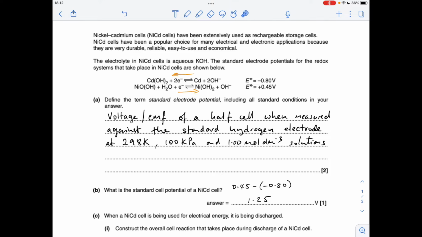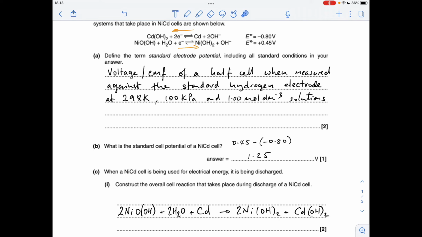The equation for when the cell discharges or operates, we just need to look at the electrode potentials. So you can see this one's the more positive one, so this half equation is going to run in the forwards direction, which means this one's going to go in reverse. All we need to do is get the electrons to be the same on each side, so we need to double the nickel half equation and add it to the cadmium one. So you can see we get that equation there. Obviously the hydroxide ions cancel because you've got the same on each side of the equation.